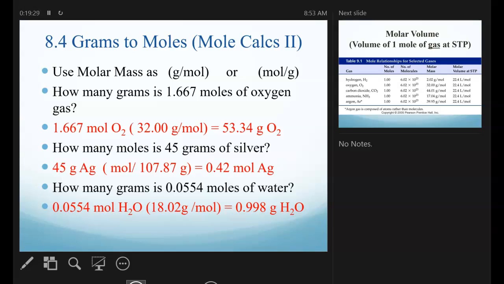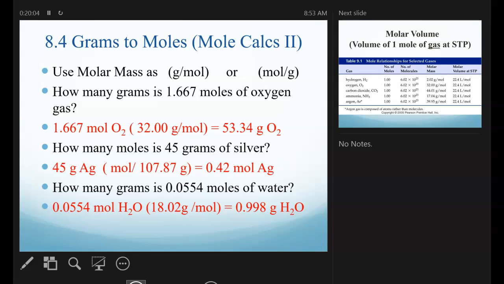How many grams are in 1.667 moles of oxygen? Now, I will give you the formula when I tell you oxygen gas. You still don't know that oxygen gas is always O2, right? What is my given here? 1.667 moles of O2, right? I always have to start with my given.